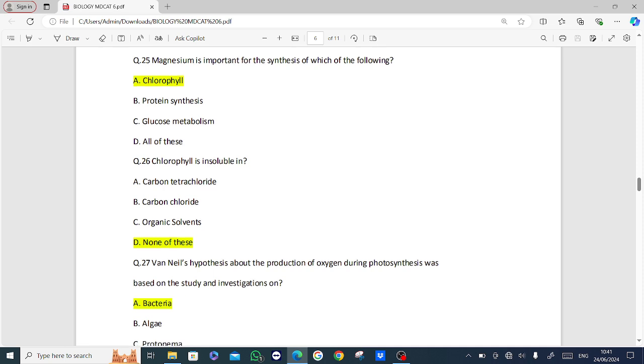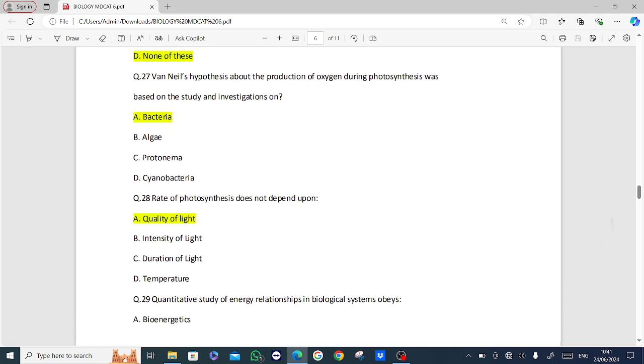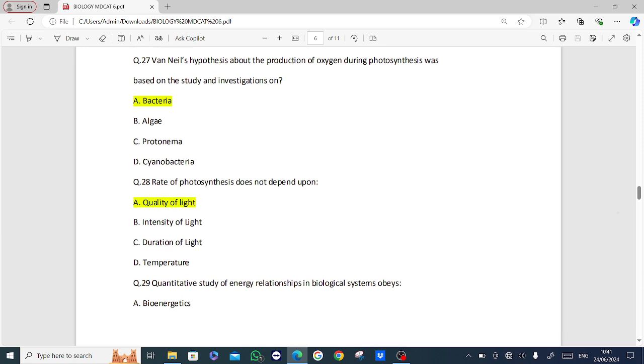Next MCQ is, Van Niel's hypothesis about the production of oxygen during photosynthesis was based on the study and investigations on. Options are bacteria, algae, protonema, cyanobacteria. Answer is option A, bacteria.